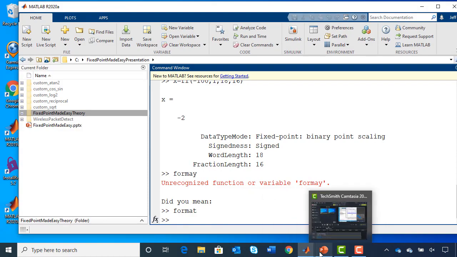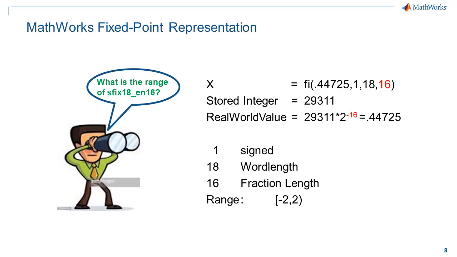And let's go back to the main presentation here. So this is just a summary of what we just did in MATLAB. As I said, an 18-bit word length, we'll talk a little bit later, that's a natural word length to choose for an FPGA, be it Xilinx or Intel Altera. A 16 fraction length enables you to represent -2 to not quite 2.